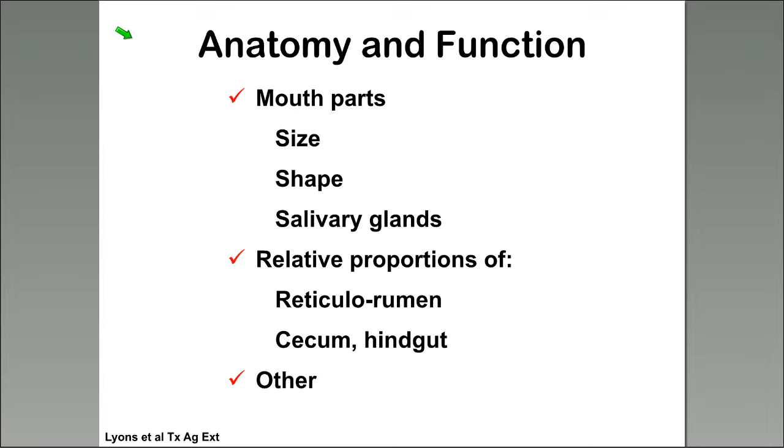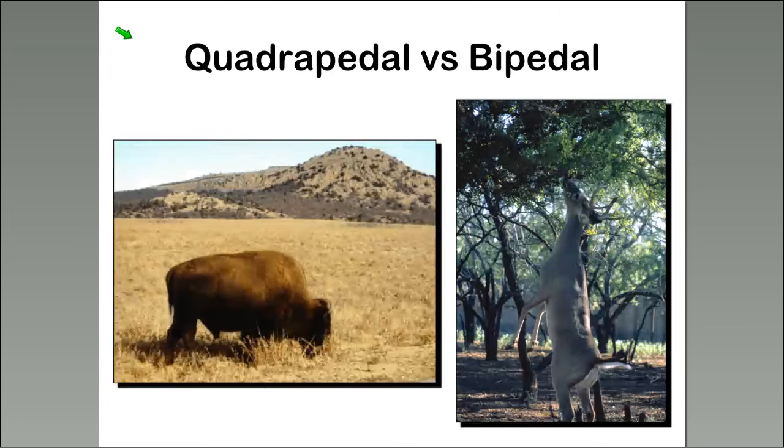We get into the animal, the relative proportions of the reticulum and the rumen, or the cecum and the hindgut, whether we're talking about ruminants or simple stomached animals, hindgut fermenters. And then there are going to be some other anatomical considerations, and we're looking at just the gross physiology of that animal, whether they're going to be in a quadrupedal, four-legged grazing stance, or they have the ability to have a two-legged or a bipedal grazing stance. So the overall morphology of that animal.